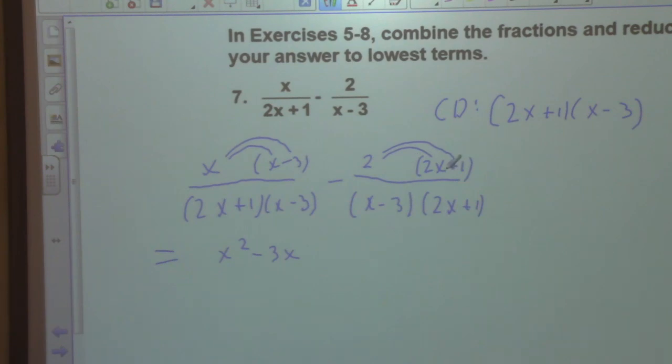I'll take over with you. And then, minus 4x minus 2, and that's all over this here, like this. x minus 3. And then we can finally, what does this become here? x squared minus 7x minus 2.